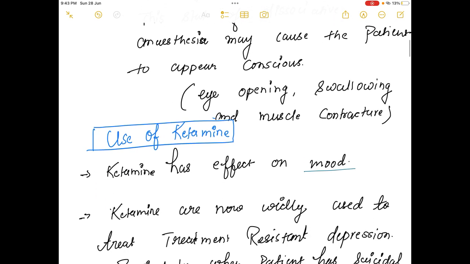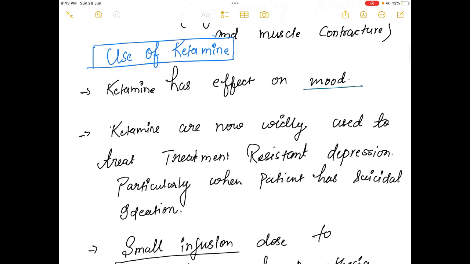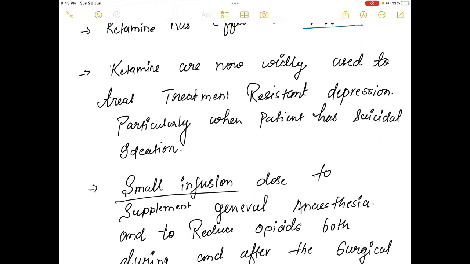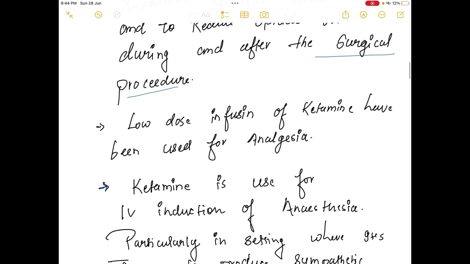Now, ketamine has an effect on mood, and it is now widely used to treat treatment-resistant depression, particularly when the patient has suicidal ideation. A small infusion dose of ketamine is used to supplement general anesthesia and opioids, both during and after surgical procedures. Low dose infusion of ketamine can be used for analgesia.